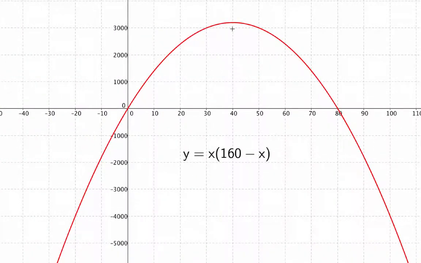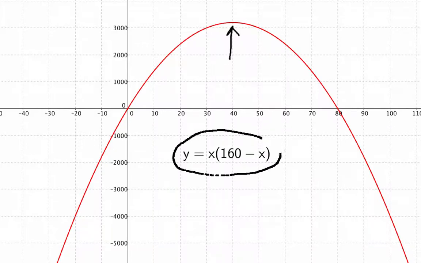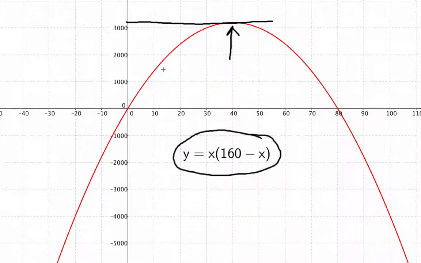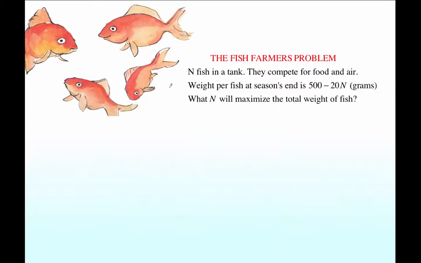But still, to reassure you, you can see that here is the maximum for this function y equals x into 160 minus x. It happens at x equal to 40, and the value of the function is exactly what we said it was. In other words, it was 40 times 80, which was 3,200. That's what is over here. We've helped the farmer who wants to grow grass.